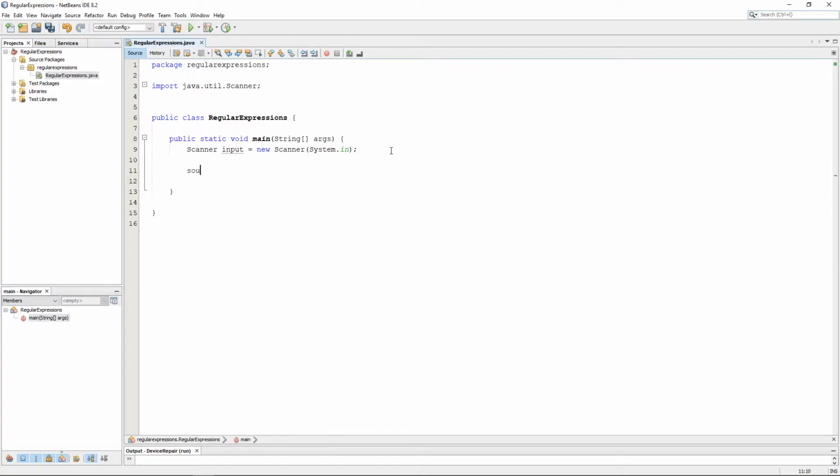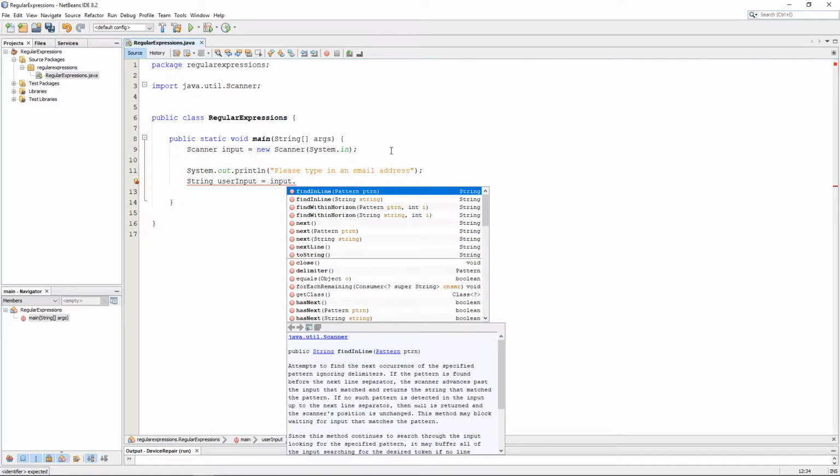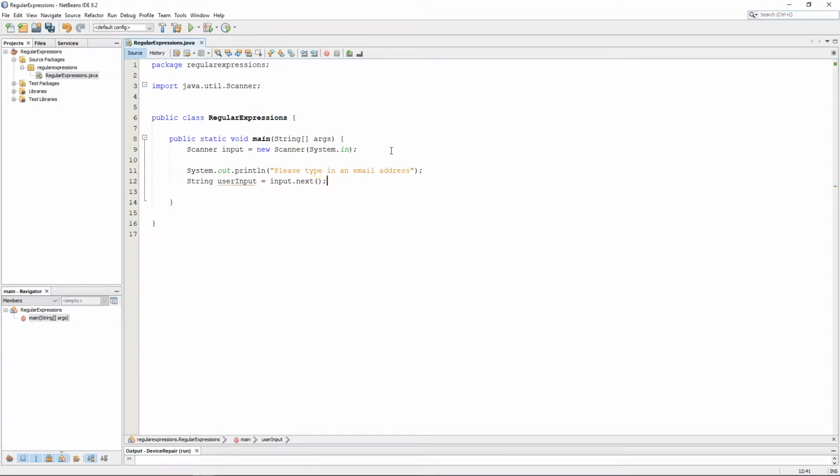So I'm then going to print out, please type in an email address, and then we're going to do string user input equals, and then I'm going to do input dot next. That is what I want. I don't want to do next line because we shouldn't have spaces in an email address, so I'm going to do next.